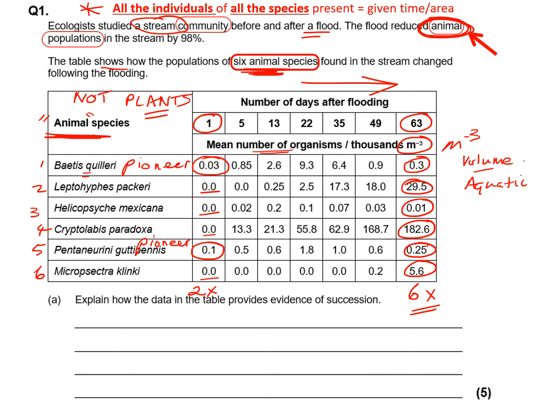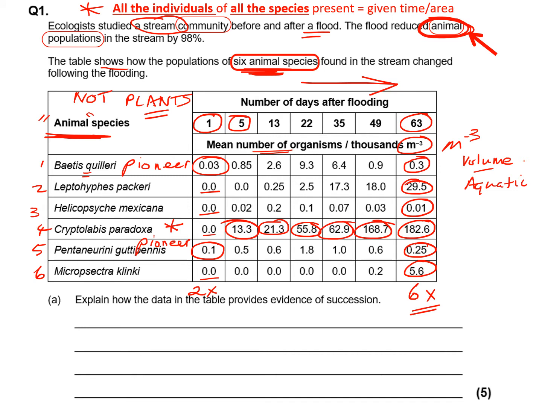So we can see actually at day number 5 after the flood, there's actually quite a big increase in the individual numbers of C. paradoxa, which is species number 4. So it might be that the 2 pioneer species are prey for this new species of animal that starts to increase in number. So we've had pioneer species alter a named factor in the environment. Maybe they supply or they are the food for other species to emerge. C. paradoxa increases in numbers from day 5 onwards, and it continues to increase in number.